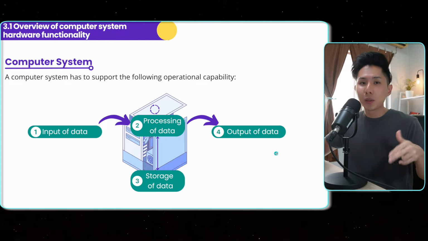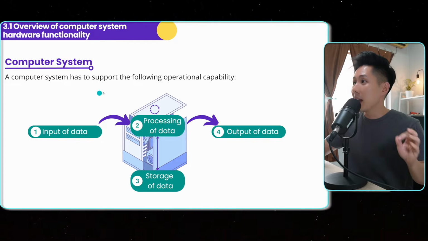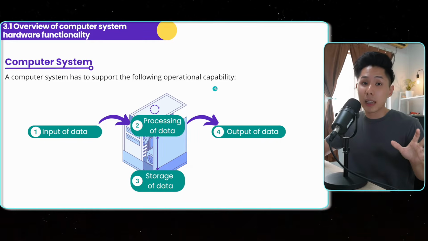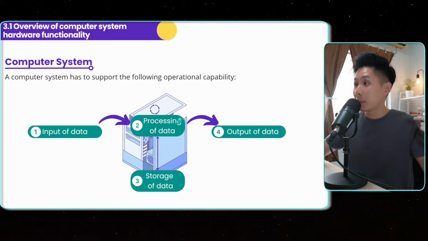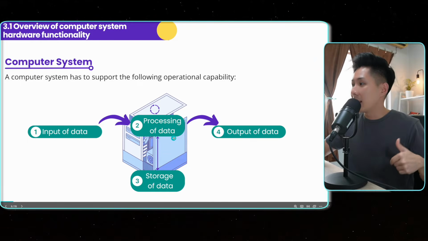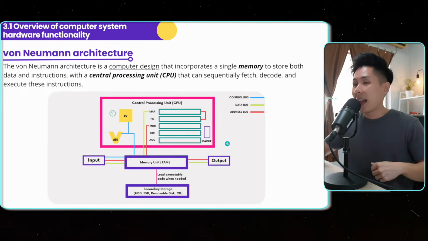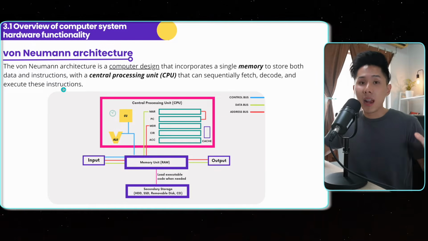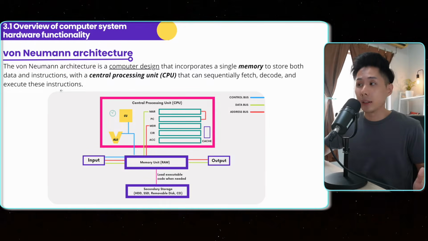So let's look into what a computer system is. If a computer system has to support the following operational capability, it has to take in input of data and possibly process this data and store it into the memory, and eventually find a way to output it for the user to see. And I'm going to use the von Neumann architecture today as the backbone of this chapter, the big picture.